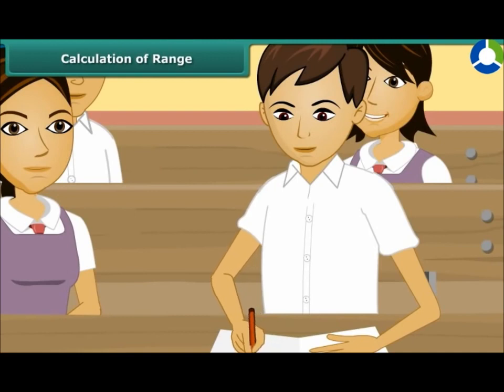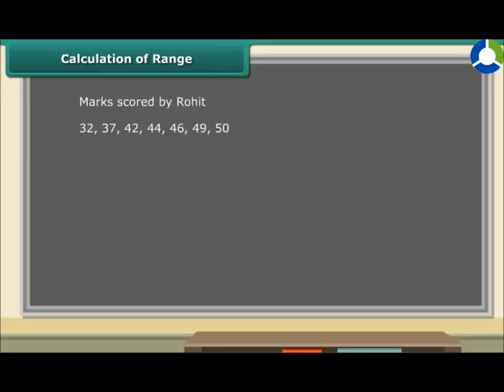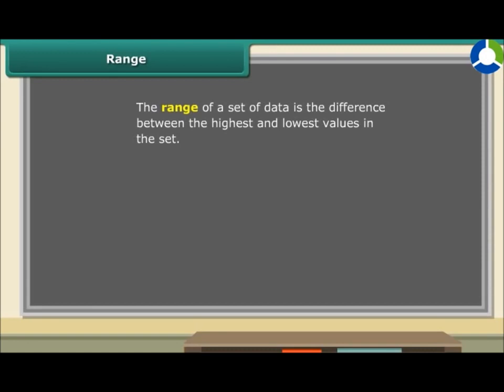Rohit is an intelligent and very studious boy in the class. He gave his maths test 7 times to improve his marks. The data shown here is displaying the marks scored by Rohit. Can you calculate the mean test marks of Rohit? Let us first add up the marks, and the sum is 300. We know he gave maths test 7 times. So, the mean marks of Rohit are equal to 300 divided by 7, which is equal to 42.86.